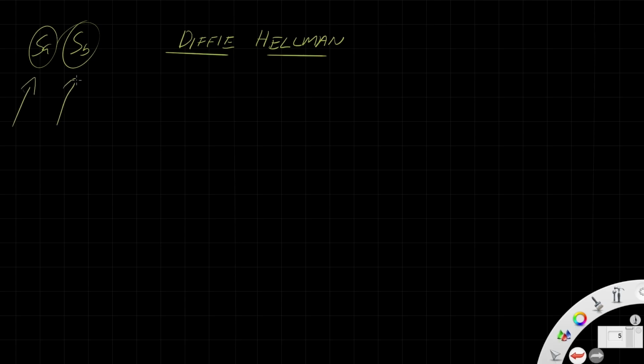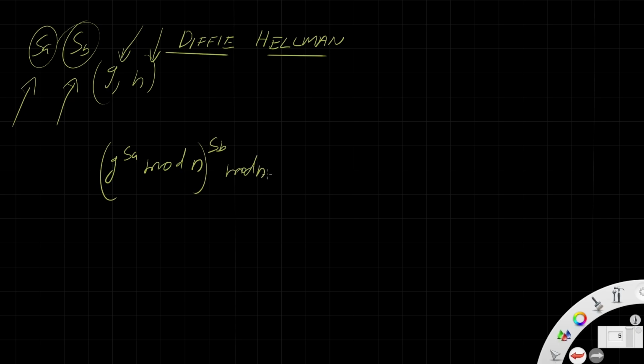So both these numbers have the following relationship, provided we have two more numbers, G and N. G and N are public, just like in the case of public key RSA. So G and N are known to everyone. Now we can write the following equation right here. (G raised to SA mod N) raised to SB mod N equals (G raised to SB mod N) raised to SA mod N. So this is the central equation to Diffie-Hellman.